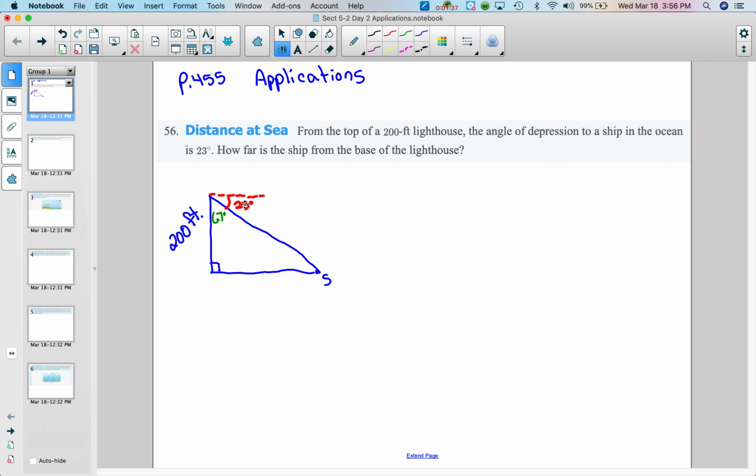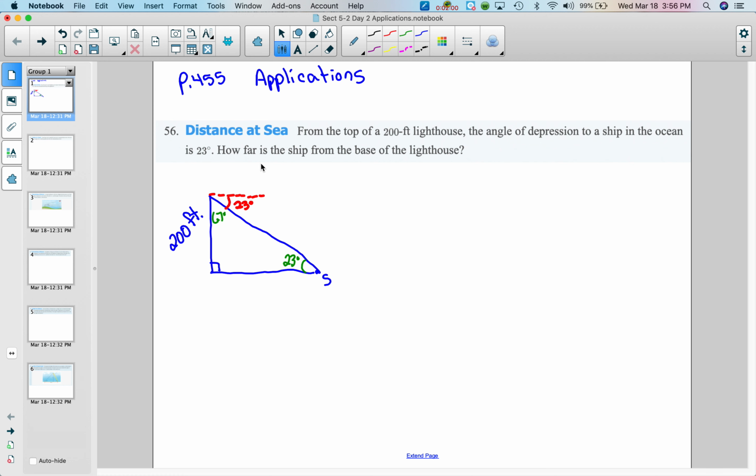Or you would also know that this would be a parallel. My dashed line here is parallel to this line down here, and this is a transversal. When you have parallel lines cut by a transversal, then alternate interior angles are congruent. So you're going to need to recall some things from geometry. So now I have the angles of my triangle.